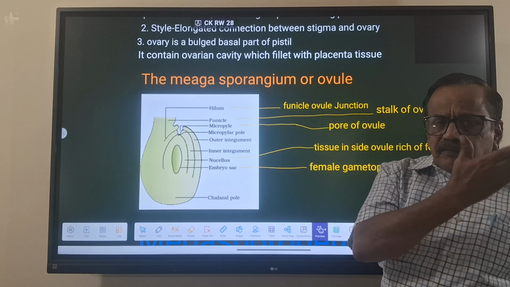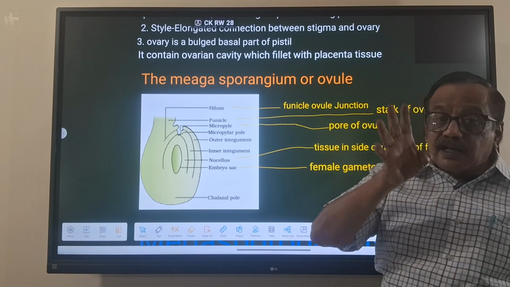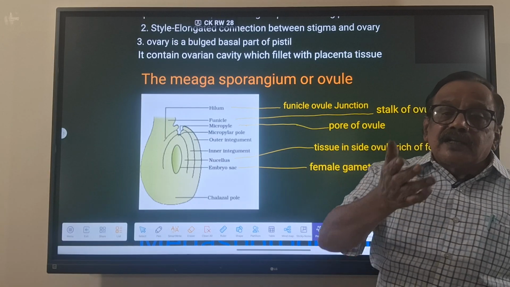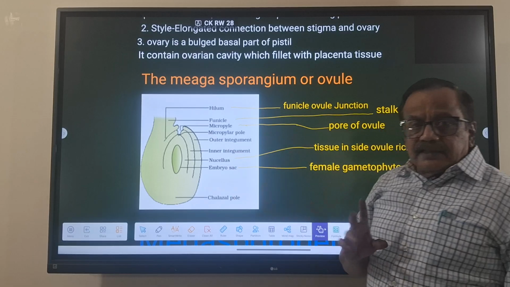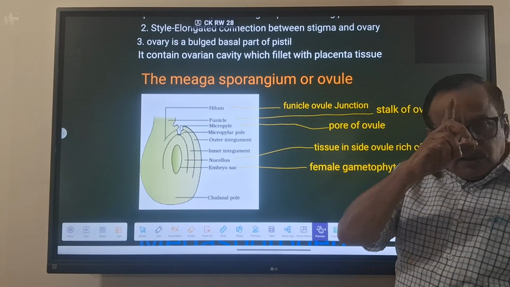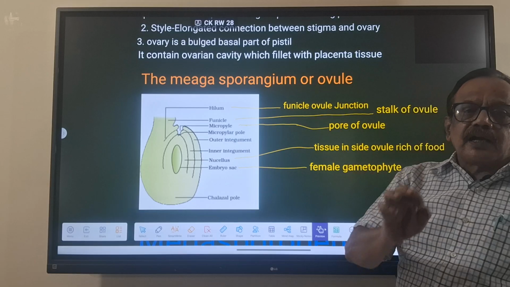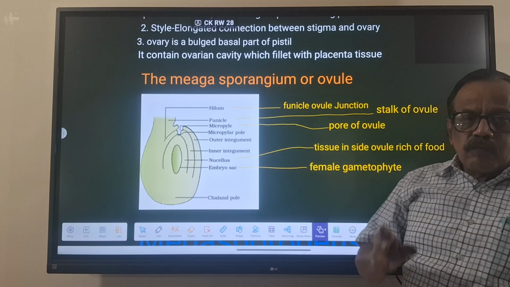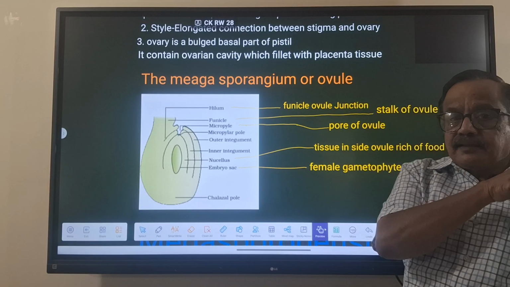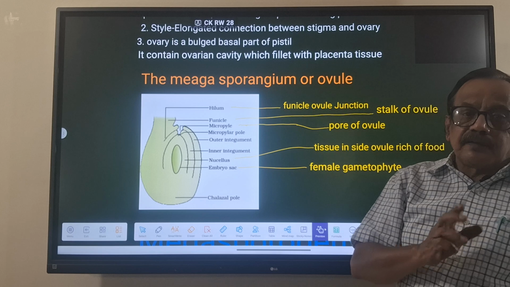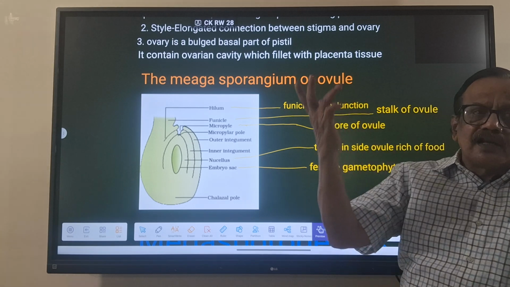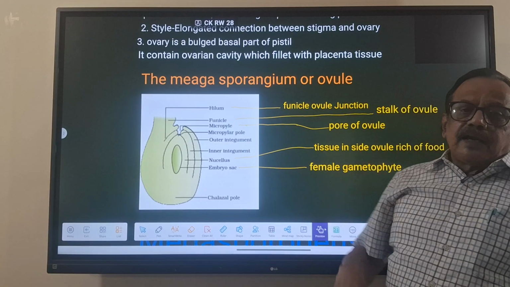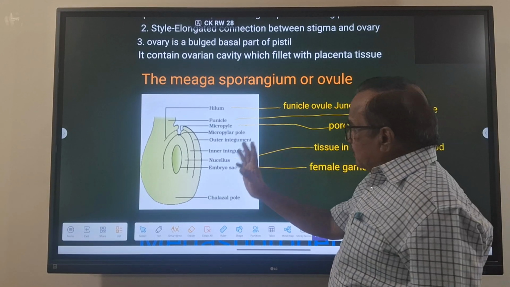But in the male gametophyte, this is the anther. Four sporangia used to be present, and many spores will be produced. The male gametophyte is the pollen grain. But here it is one ovule, the megasporangium, and it used to give rise to only one female gametophyte, whereas in the anther, by microsporogenesis, many pollen grains used to come. Now you see one by one.